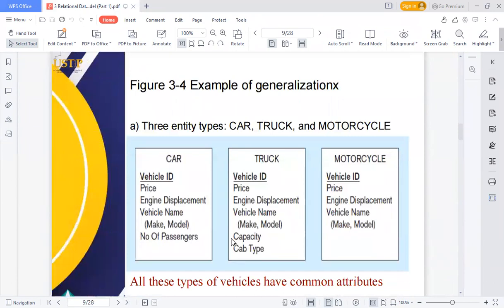So let's have an example for generalization. Given that you have these three subtypes, car, truck, and motorcycle, you have to generate the supertype. To generate the supertype, you have to look for the common attributes of all the different subtypes. So the common attributes are vehicle ID, price, engine displacement, and vehicle name. As you can see, these attributes are present in the three subtypes. So from there, you will now be able to derive the supertype and have the supertype subtype relationship model.